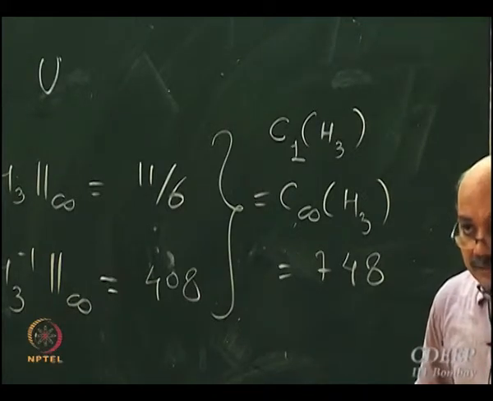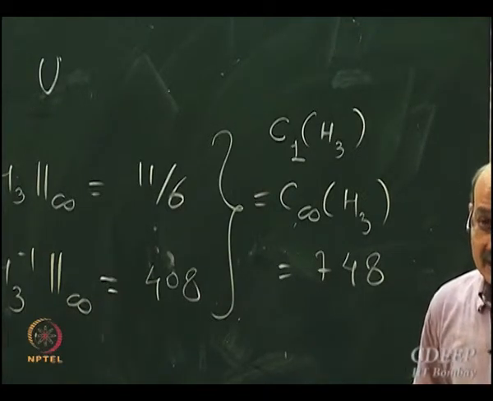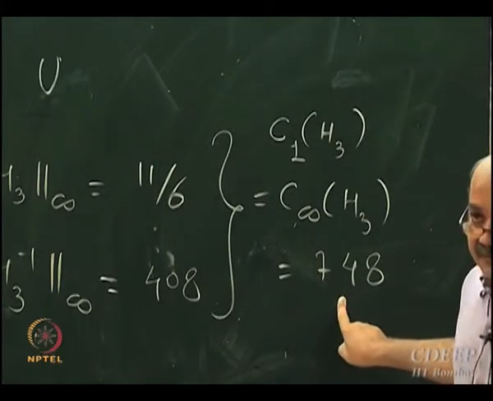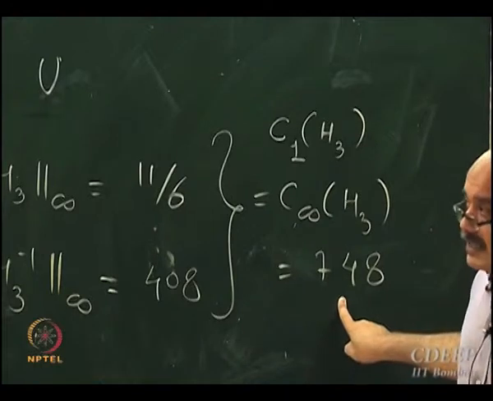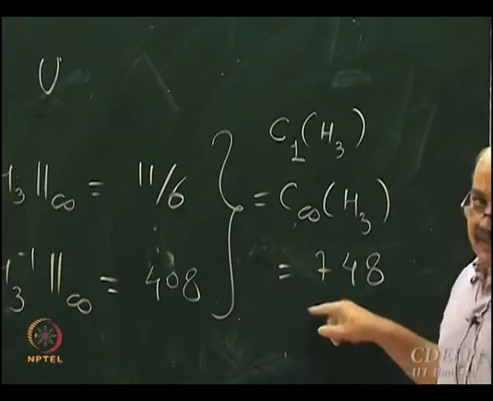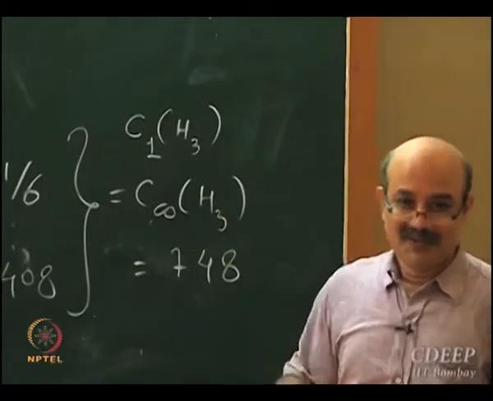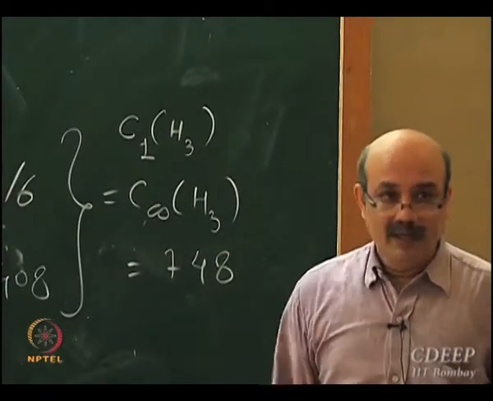The calculations are not bad. The condition number is 748. The worst case error that can happen is of the order of 1000 times. Not so bad, not so bad.